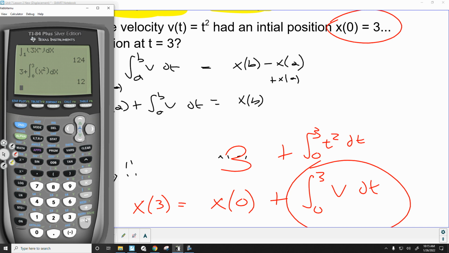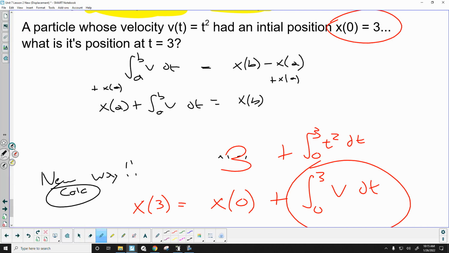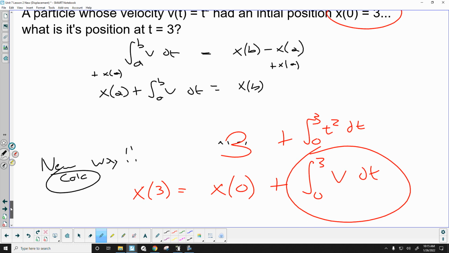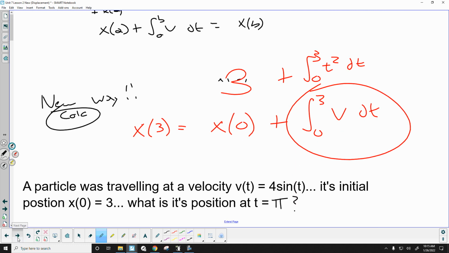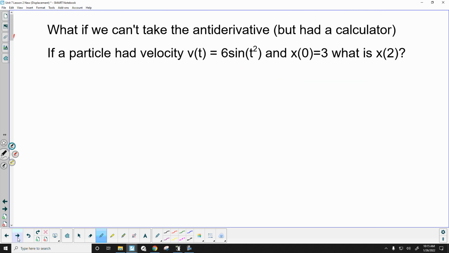Now, would you use this method if I said this is a no calculator problem? No, because this isn't very efficient, having to take the antiderivative and plug in 3. I'd rather find C. But we are about to see some new things, guys. Skip this problem, go to this problem. We are about to be given equations that we are not able to take the antiderivative of.